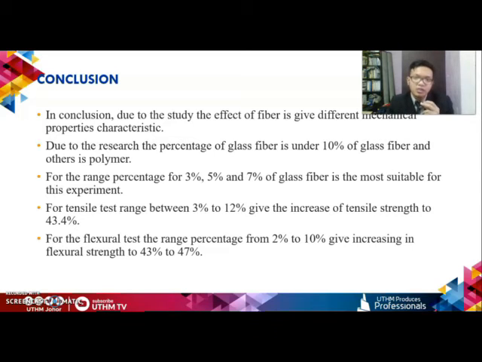Based on the research, the suitable percentage of glass fiber is under 10%, and the remaining percentage is for the polymer. For the range, around 3, 5, and 7% of glass fiber is the most suitable for this experiment. And lastly, for the tensile test, a range between 3% to 12% of glass fiber gives an increase of tensile strength to 43.4%. The flexural test range from 2% to 10% gives an increase in flexural from 43 to 47%.